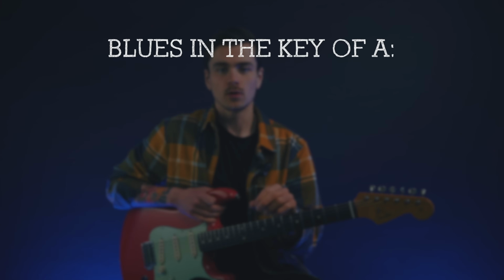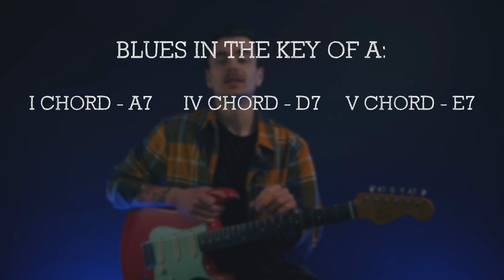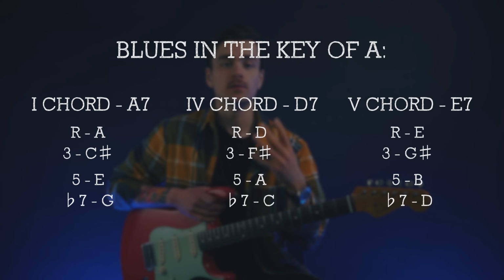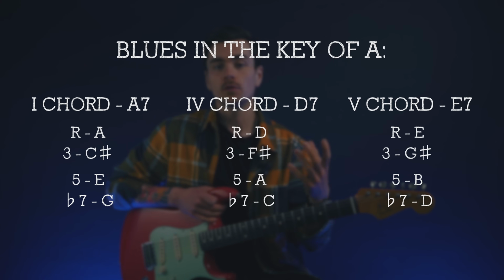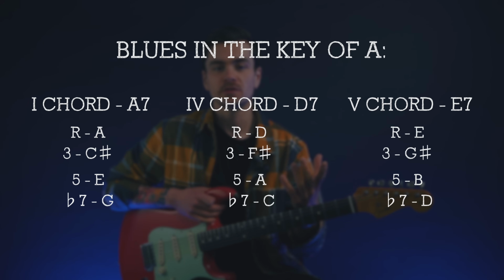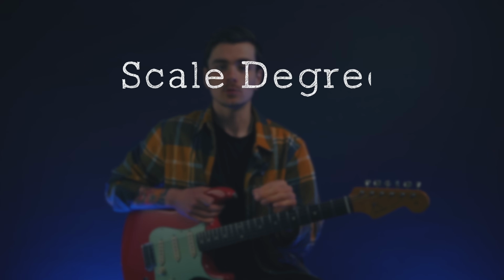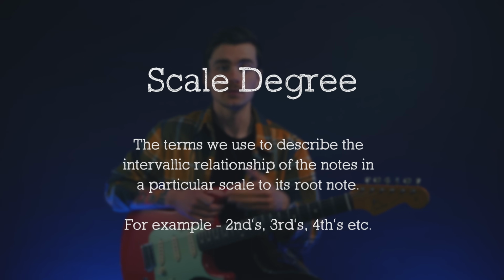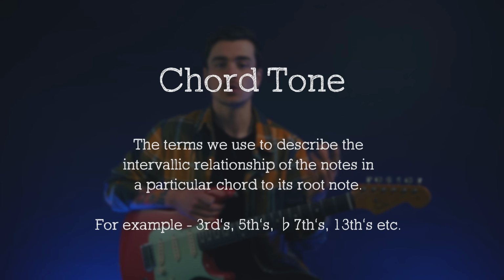What is a chord tone? Well, the 3 chords in a basic 12-bar blues progression are all dominant 7th chords, and dominant 7th chords contain 4 notes, which are often referred to as chord tones. So in the same way that we use the term scale degree to refer to the individual notes, or rather the intervals of a particular scale, we use the term chord tone to describe the notes of a chord.